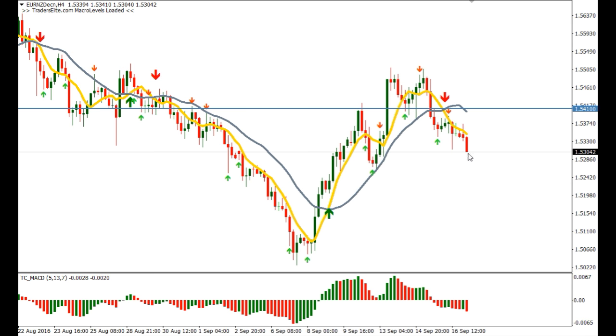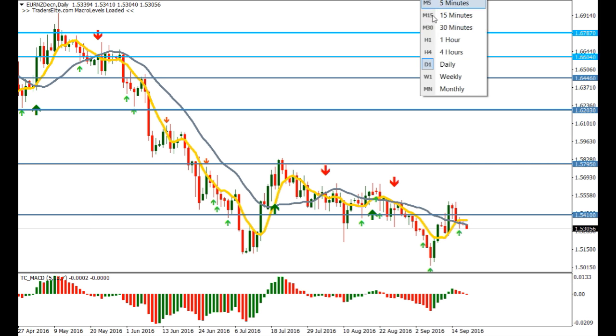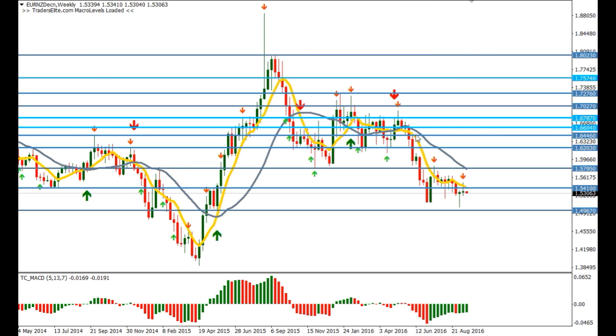If it closes at this point or below this point, it will be a valid swing down. And there's plenty of opportunity to move down. Let's just go to the daily. On the daily, we've seen a rejection of this trend trade and the swing back down. And on the weekly, we're seeing fairly strongly to the downside.